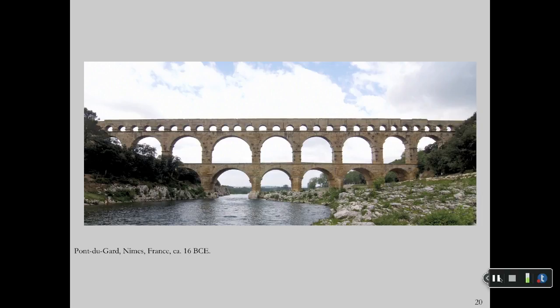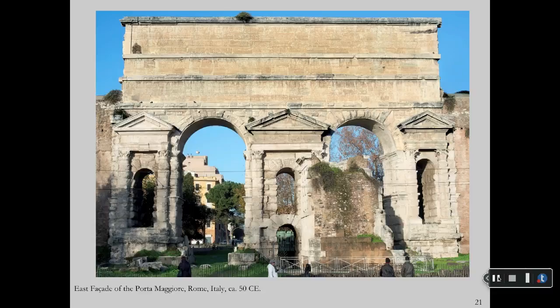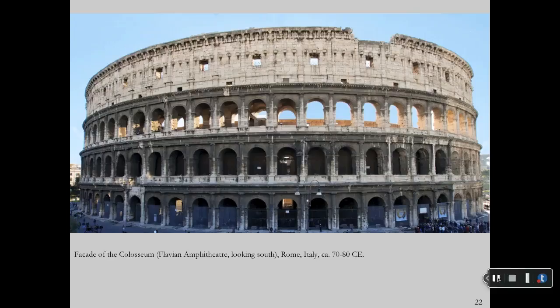Pont du Gard, Nimes, France, a bridge and aqueduct over the Gard River. It is still in use as a bridge today. The Porta Maggiore, Rome, is a typical city gate with the remains of an aqueduct on top. The Roman Colosseum, or Flavian Amphitheater.